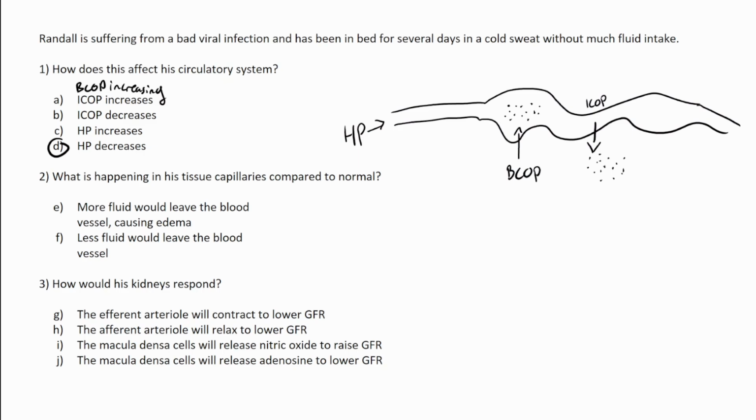What's happening in tissue capillaries compared to normal? Well, hydrostatic pressure is trying to force stuff out. And so if that decreases, then not as much fluid is going to leave the blood. So less fluid. How would the kidneys respond?